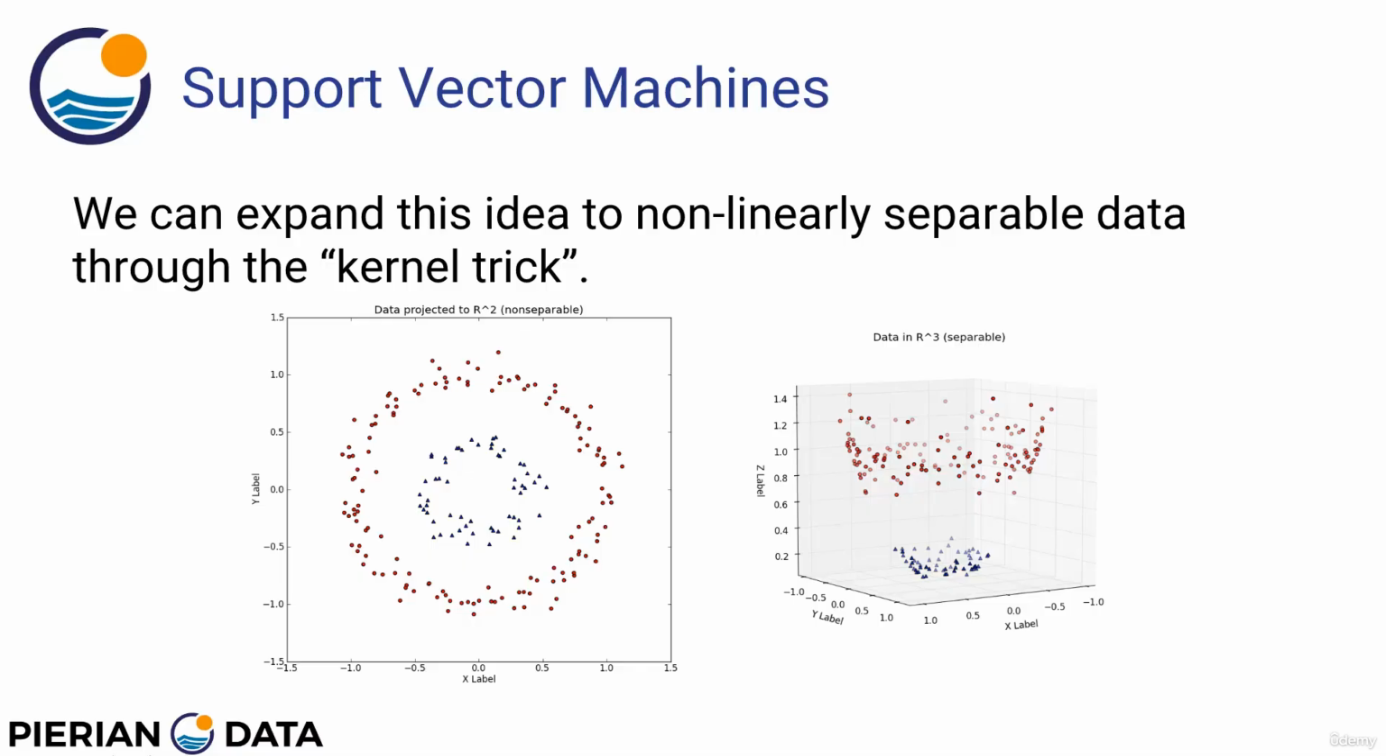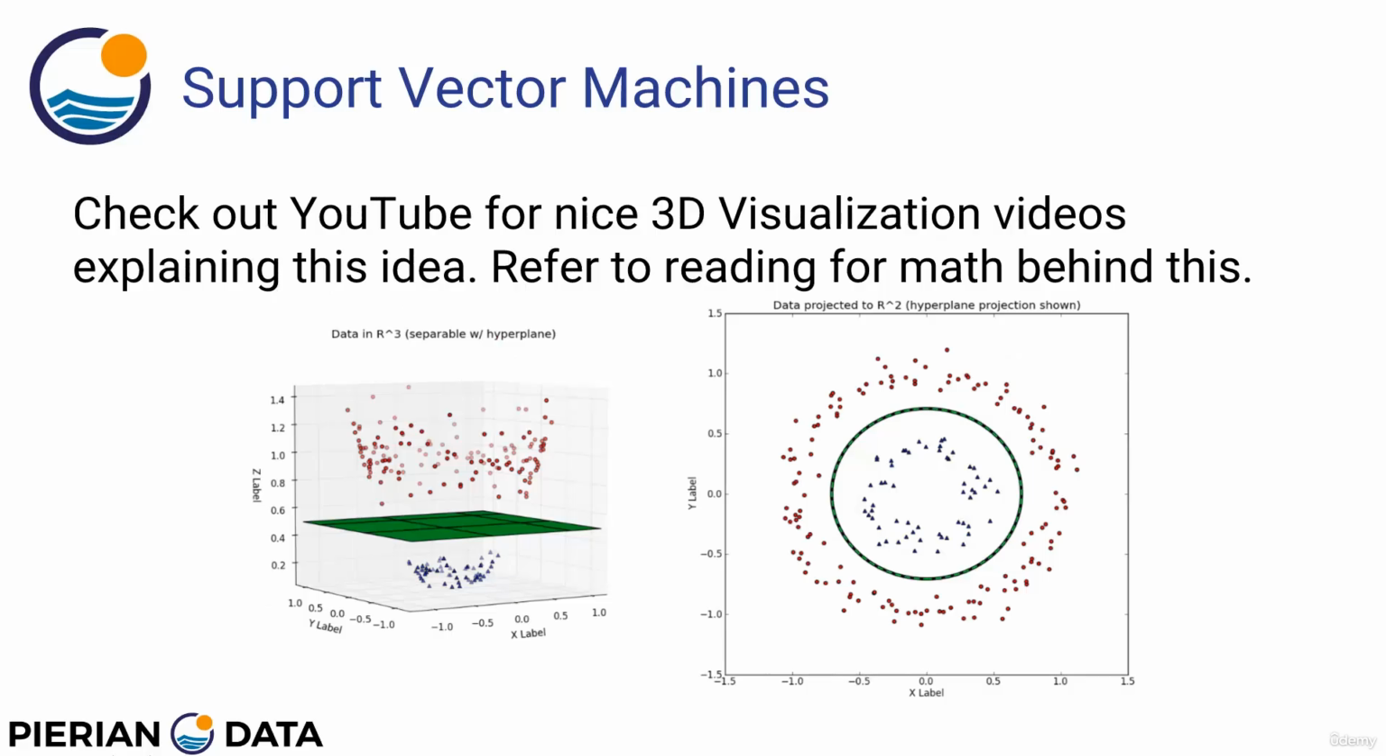However, through the kernel trick, what we do is we end up viewing this in a higher dimension. In this case, we look at a third Z label over on the right. Now we can see that this is separable in this third dimension through another hyperplane. You can check out YouTube for really nice 3D visualization videos explaining this idea, and if you want the mathematics behind the kernel trick, again, go ahead and check out Chapter 9 of An Introduction to Statistical Learning.